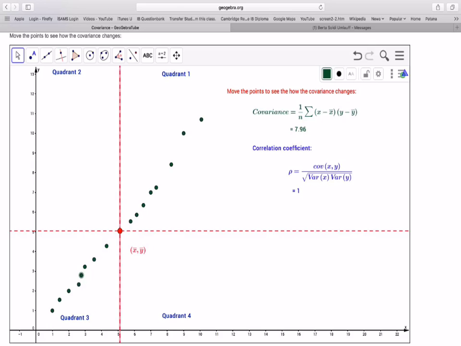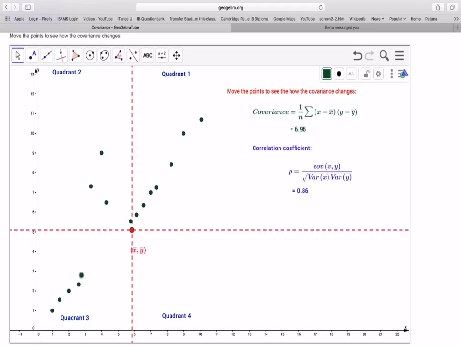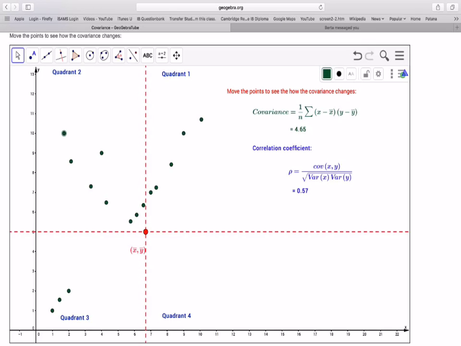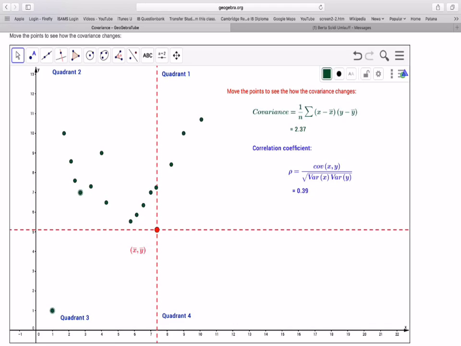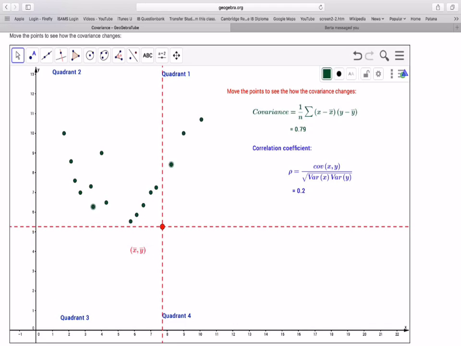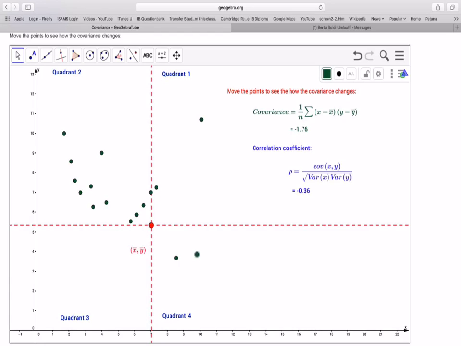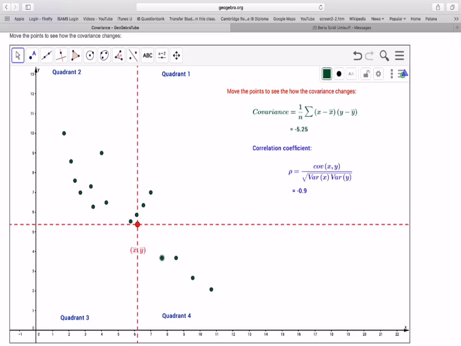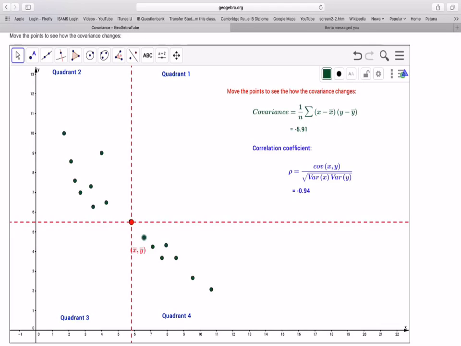Now I can move these points by quite a lot. If I move these points into the second quadrant, you'll be looking at the covariance while I'm doing this. Again, don't forget the means will move. If I move these down here, and then move these three here, then what you can see is that the covariance has become a negative value.